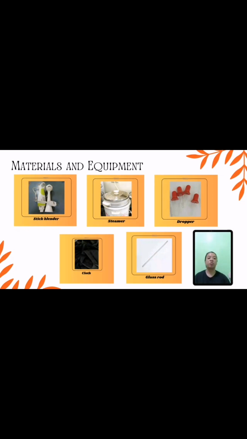Next is the steamer. We use this equipment to steam the cloth that we use to cover the soap in the mold for the curing process. The other one is the dropper, and its purpose is to transfer tiny amounts of liquid. In our laboratory activity, we use this to accurately measure the small amounts of fragrance.